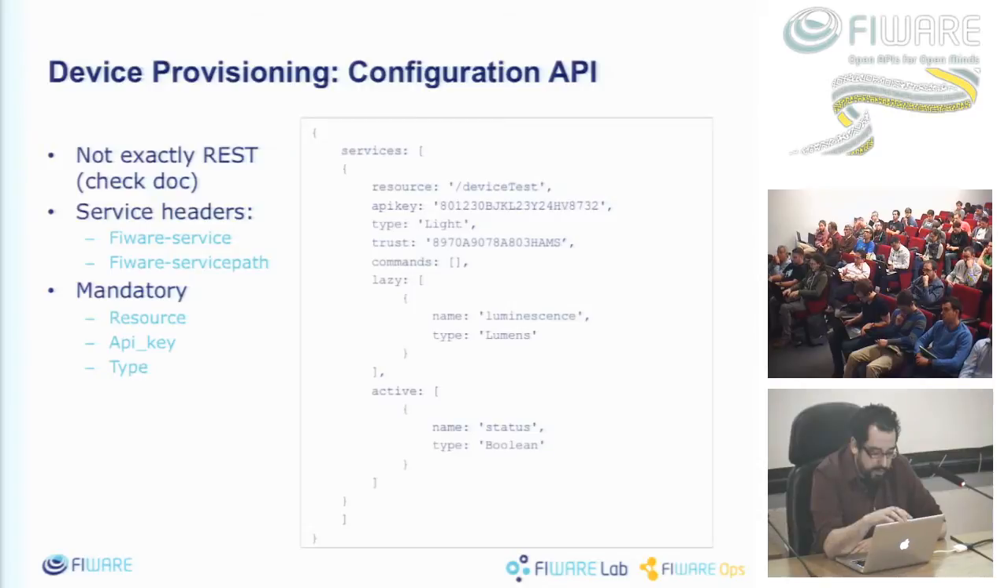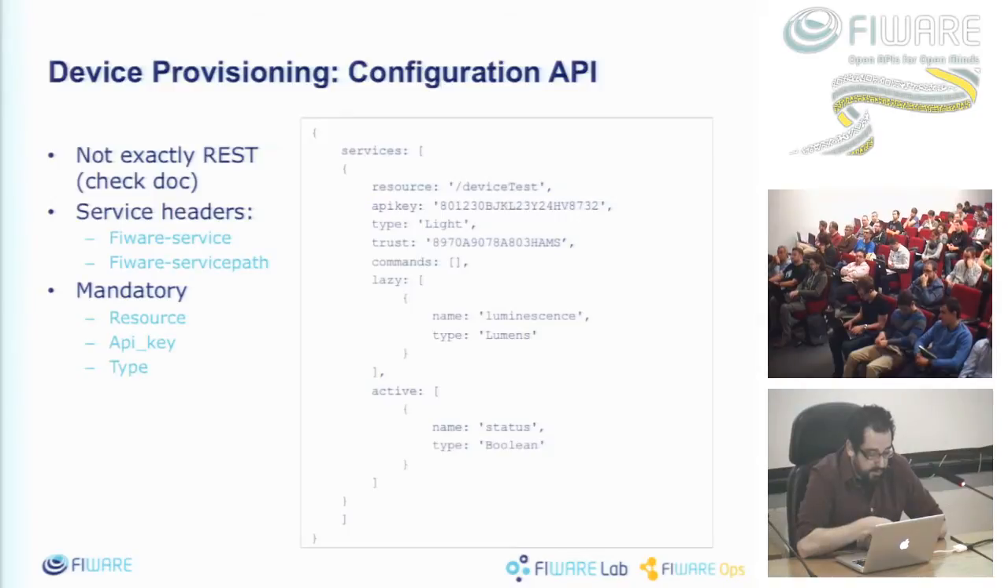By using the configuration API, as I told you before, you are going to define a resource and an API key that are protocol-specific information the IoT agent can use to detect whether a device belongs to one configuration or device group, or another configuration. Once it has detected the device belongs to a particular configuration, it will use the information in that configuration to connect with the context broker.